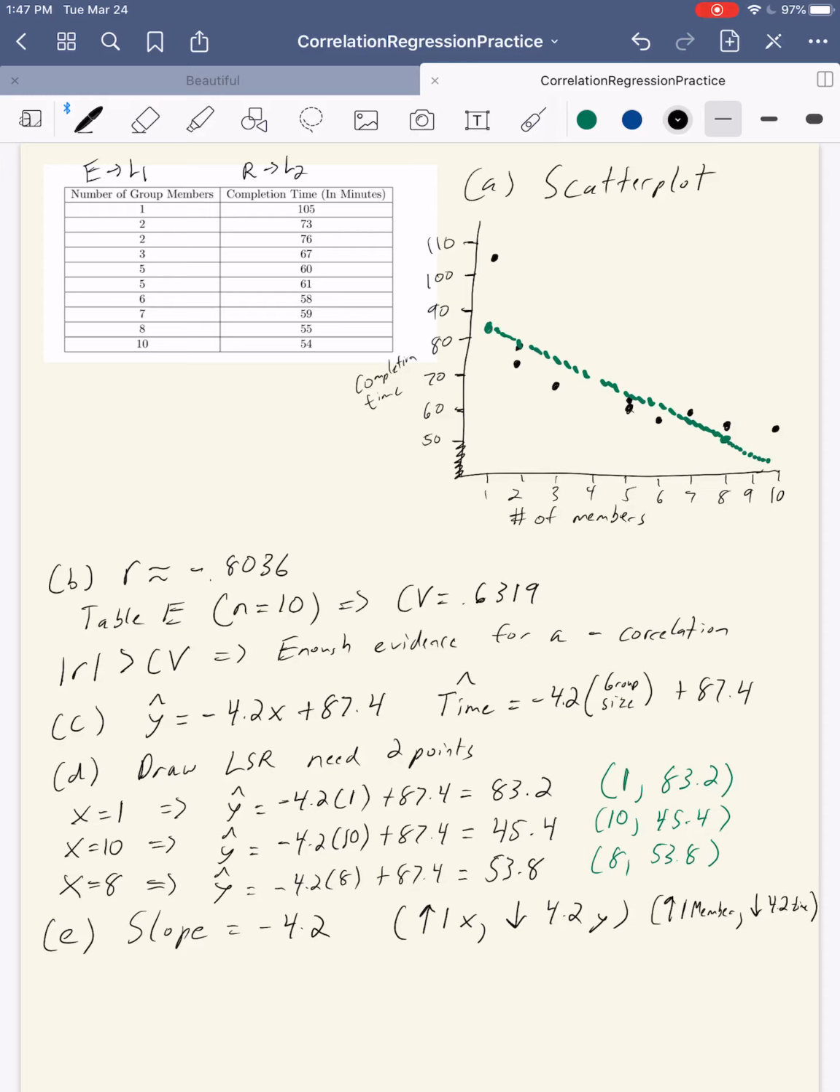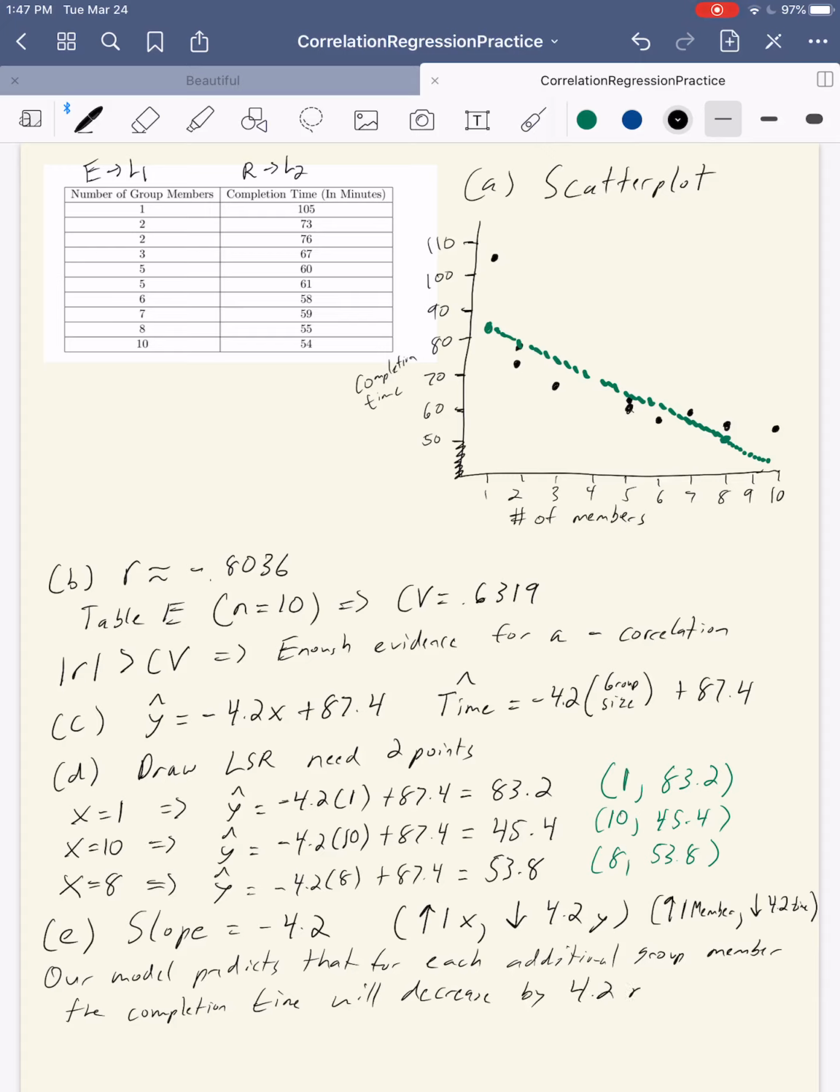Well, let's try to write that as a sentence. Our model predicts that for each additional group member, the completion time will decrease by 4.2 minutes. So in other words, for every extra group member you add, or every extra person you add, the completion time will decrease by about 4.2 minutes.